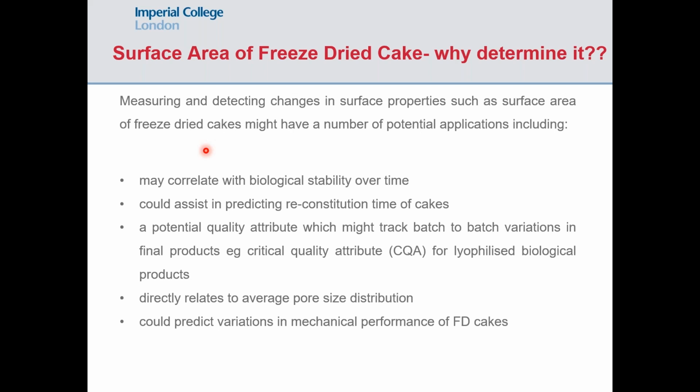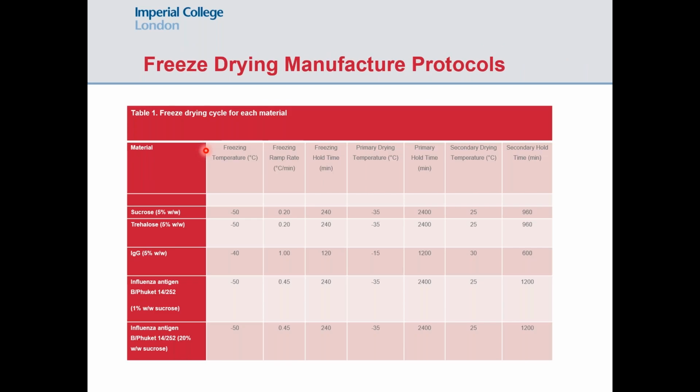When these cakes have to be shipped, they're not very mechanically strong, they break, and people don't like to buy freeze-dried cakes that are broken. Some countries will automatically reject batches of product that have got cakes that are broken in transport.